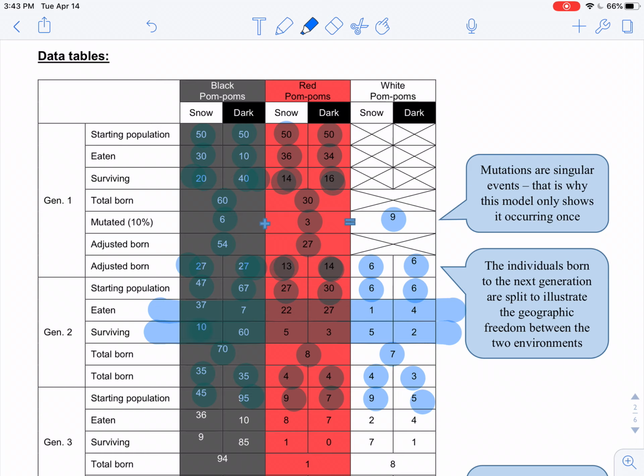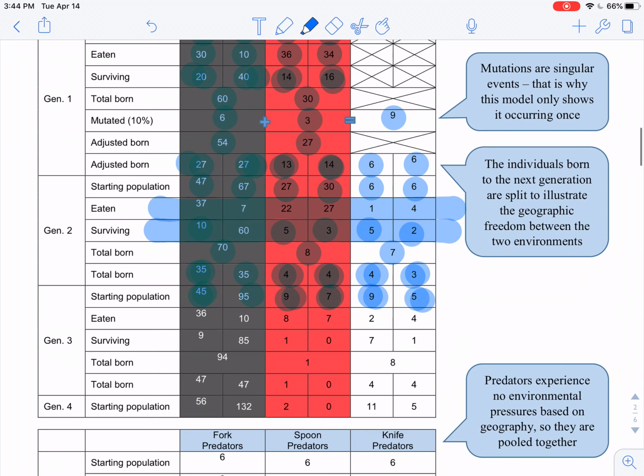Again, we got, let's say, 45 black pom-poms in the white area because we did 10 survivors plus 35 born is 45. And then over here we had 20, we had 5 survivors plus 4 born is a total of 9. 3 and 4 gets us 7, 5 and 4 gets us 9, 2 and 3 gets us 5.